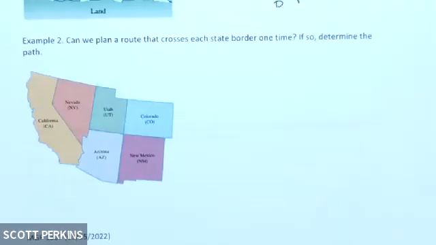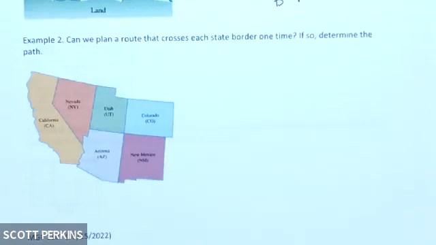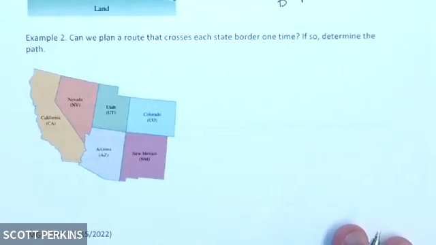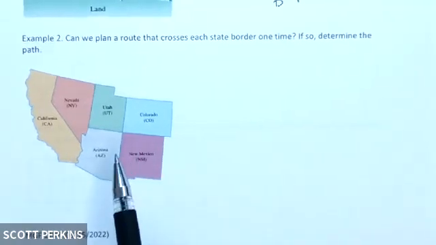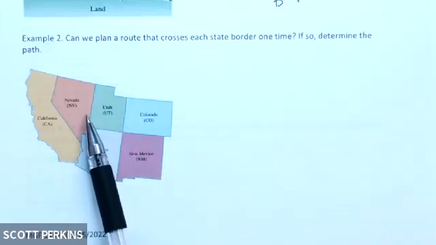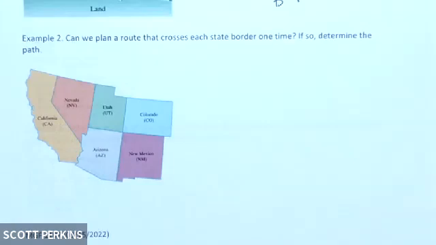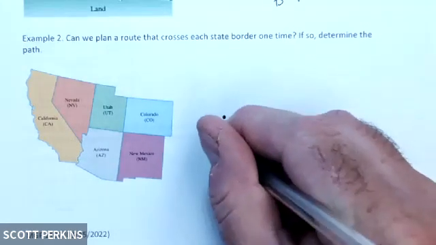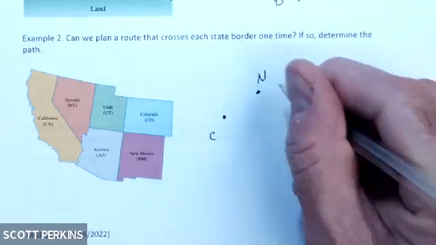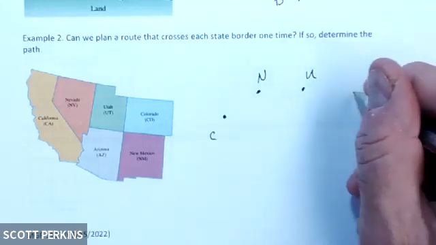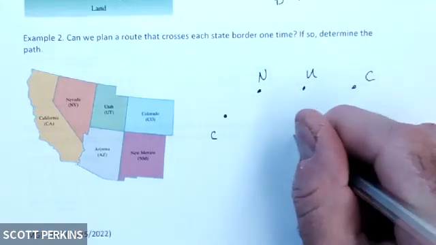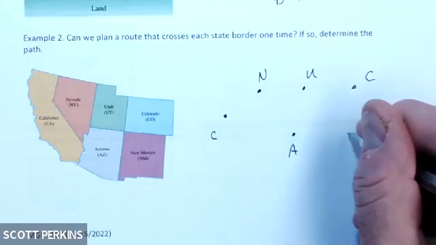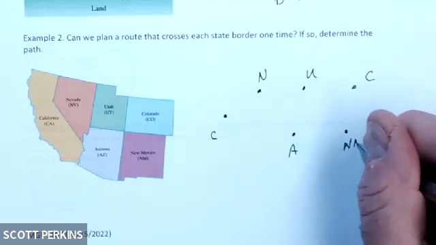Example 2, again, this is another situation. We drew a graph for this in class when we were together and we were practicing graphs. So I'm just going to real quick reproduce that graph that we had. Remember, the ability to go across a border represents an edge. So each state, we're going to make a vertex. So California and Nevada and Utah and Colorado, and then I've got Arizona and then New Mexico, which I'll let be NM.